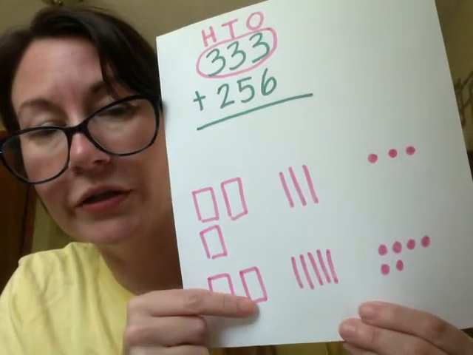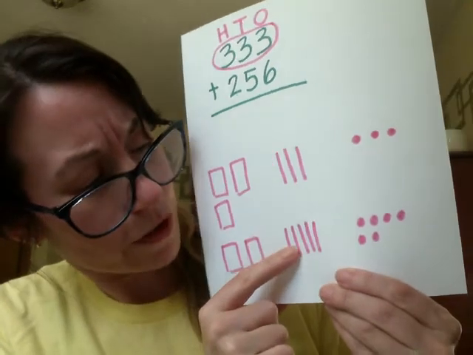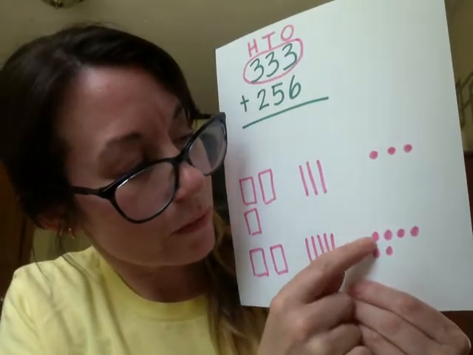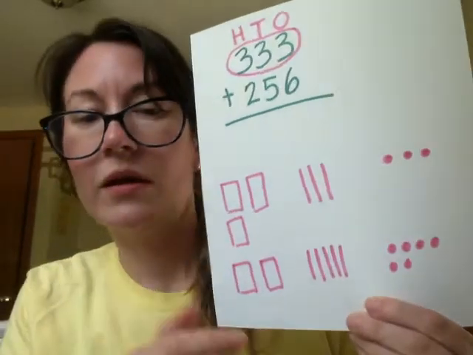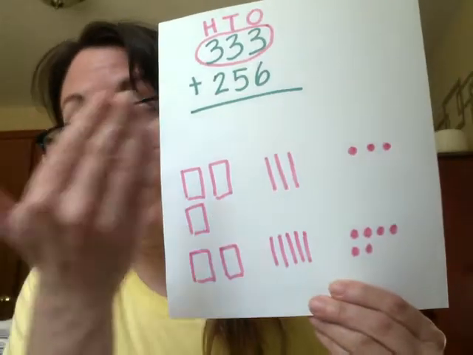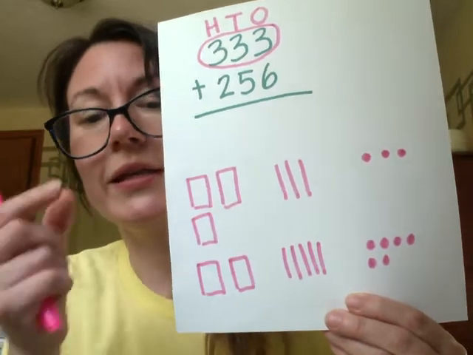Let's see. I can even add a little bit here. 3 ones plus 6 ones. I know that's 9 ones. So I'm going to write 9. 3 tens plus 5 tens. That's 3 plus 5 is 8. So 8 tens. 3 hundreds plus 2 hundreds. Well, 3 plus 2 is 5, so 3 hundreds plus 2 hundreds is 5 hundreds.